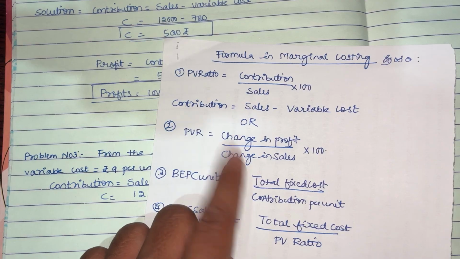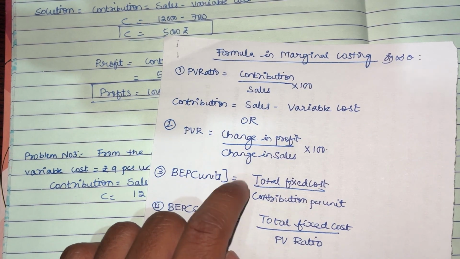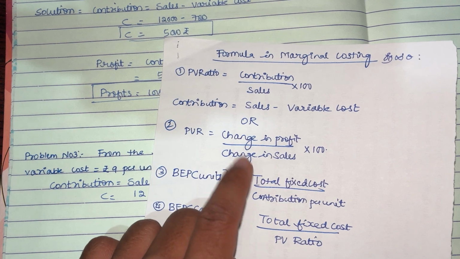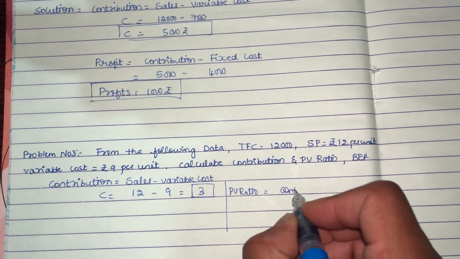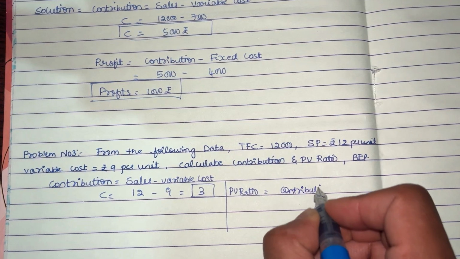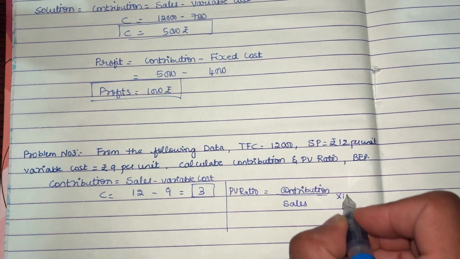If you have not understood, then please replay this video from the beginning, because we have solved the first problem on the basis of this same formula. So now this is the better formula to apply: contribution divided by sales into 100.